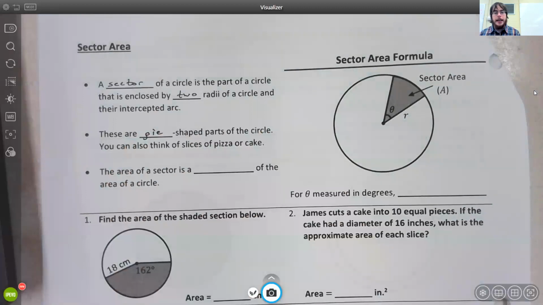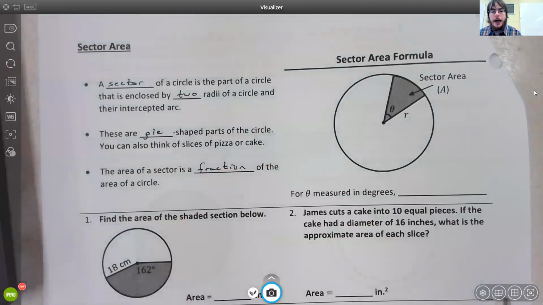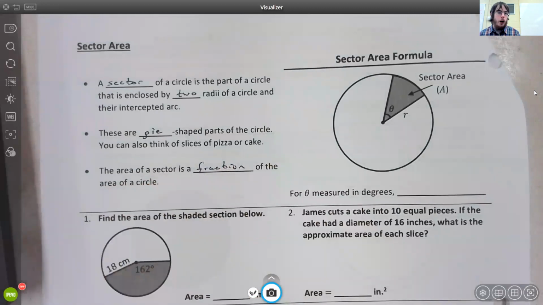But the most important thing is that the area of a sector is a fraction of the area of a circle. So in other words, there's got to be some fractional amount that the area of a sector is compared to our original area, to the whole thing. The sector is only going to be part of it. It's not going to be the whole thing.